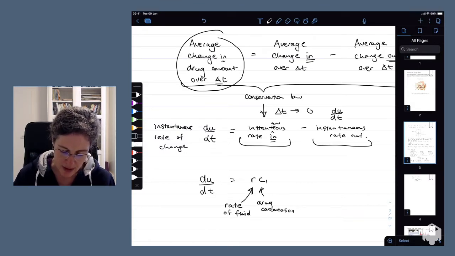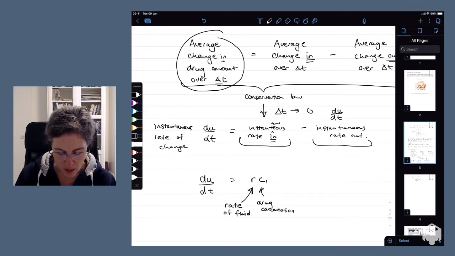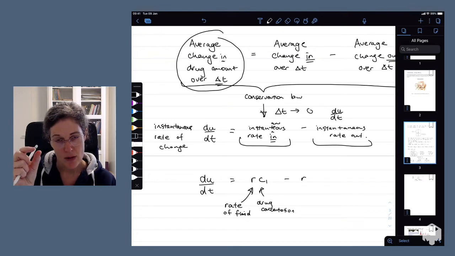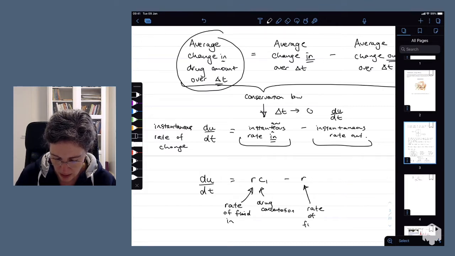And now let's think about our instantaneous rate out. How's that going to work? Well, now we need to think about kind of the same idea. We're going to have the same rate going out because we've said we're putting in the same amount of fluid and taking out the same amount of fluid so that we don't get a build-up. So our rate is going to be the same. So that's the rate of fluid in, and in this case, the same thing over here. We've got rate of fluid out.